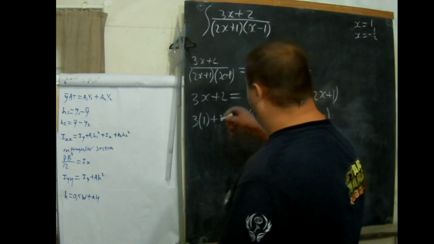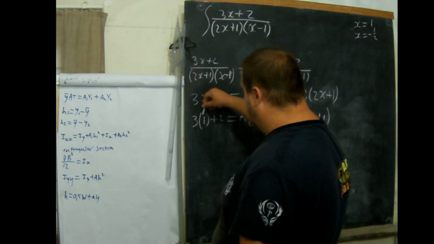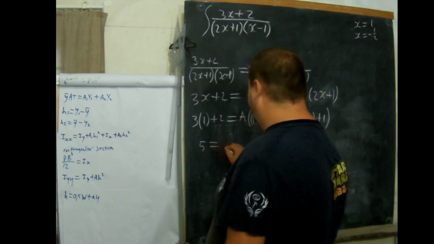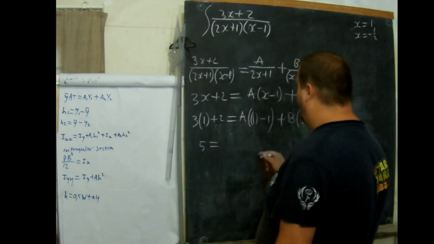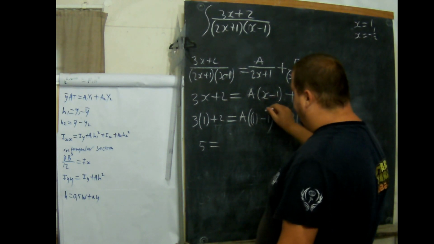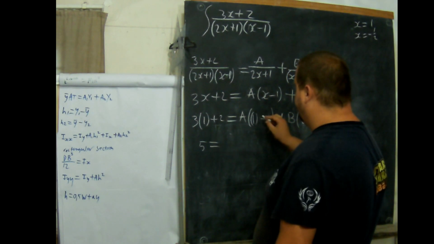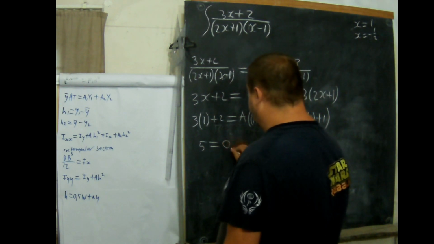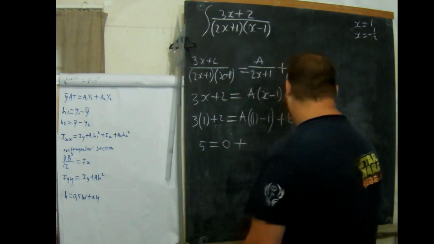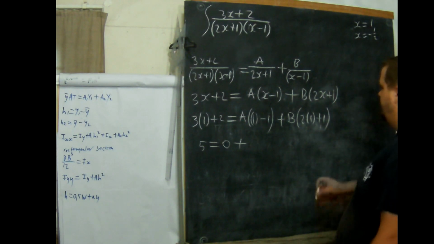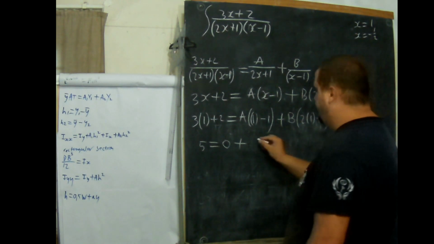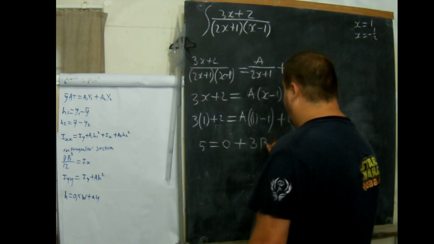Okay, so 3 times 1 is 3, plus 2 is 5. 5 equals 1 minus 1 is 0. So A times 0 is 0. So that is 0. Plus B. 2 times 1 is 2, plus 1 is 3. So that makes it 3B.